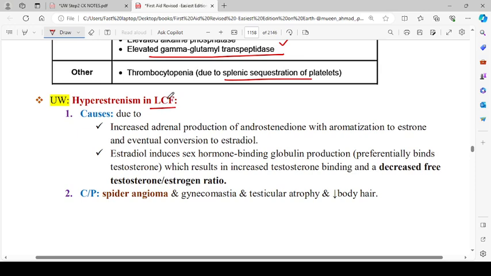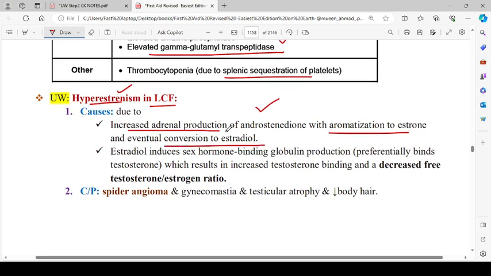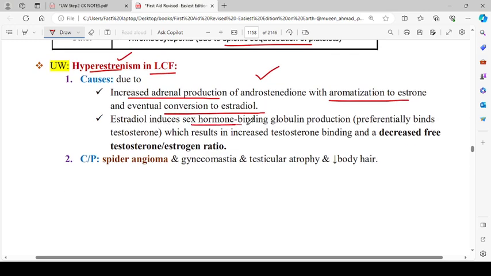I don't think it is LCF, I think it is CLF, chronic liver failure. So what is hyperestrinism? Hyperestrinism means increased level of estrogen. The cause is increased adrenal production of androstenedione with aromatization to estrone and eventual conversion to estradiol. Estradiol induces sex hormone binding globulin production, which preferentially binds testosterone, resulting in increased testosterone binding and a decreased free testosterone to estrogen ratio.